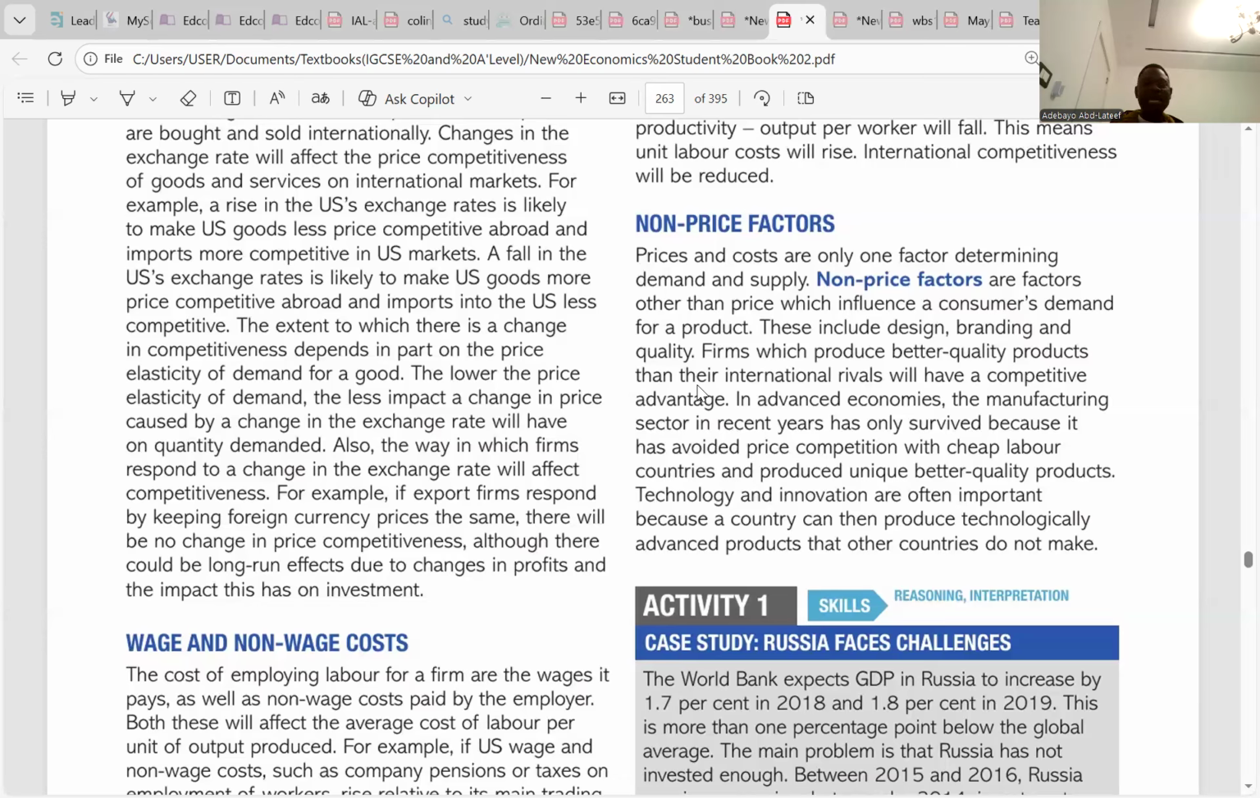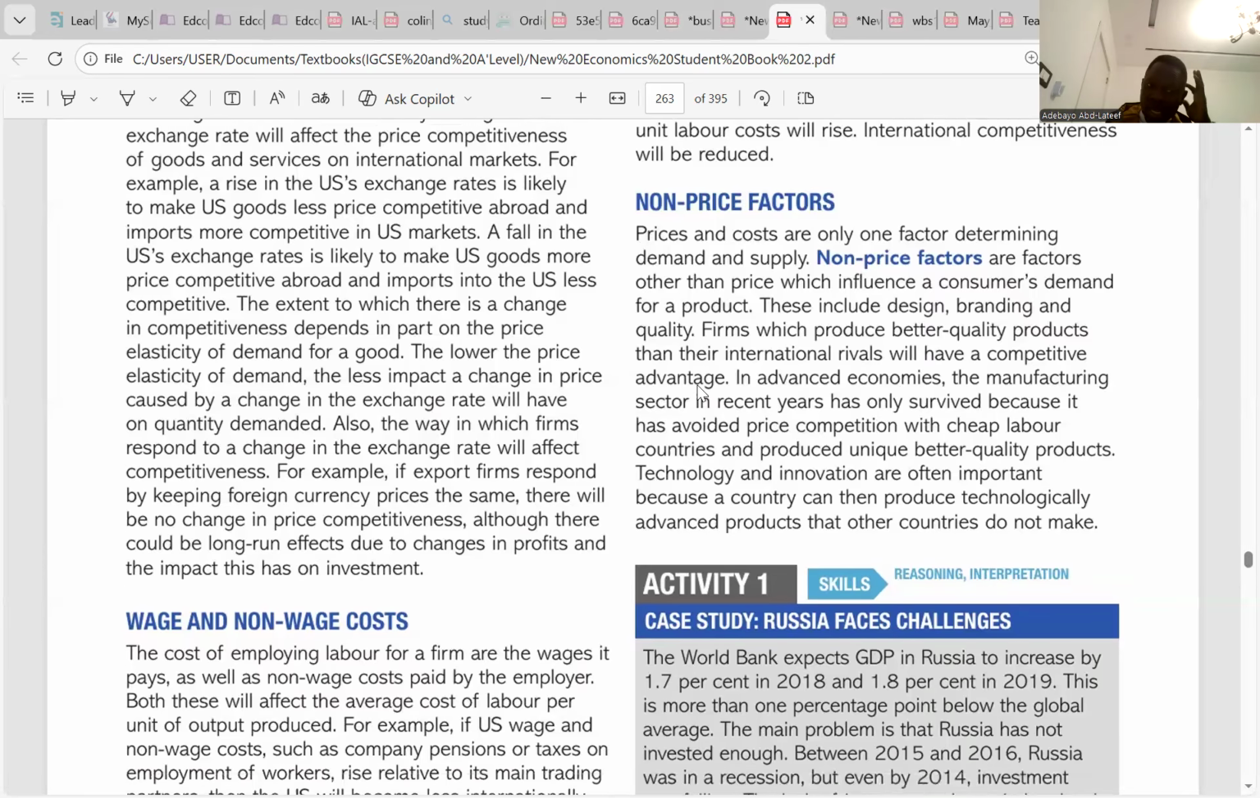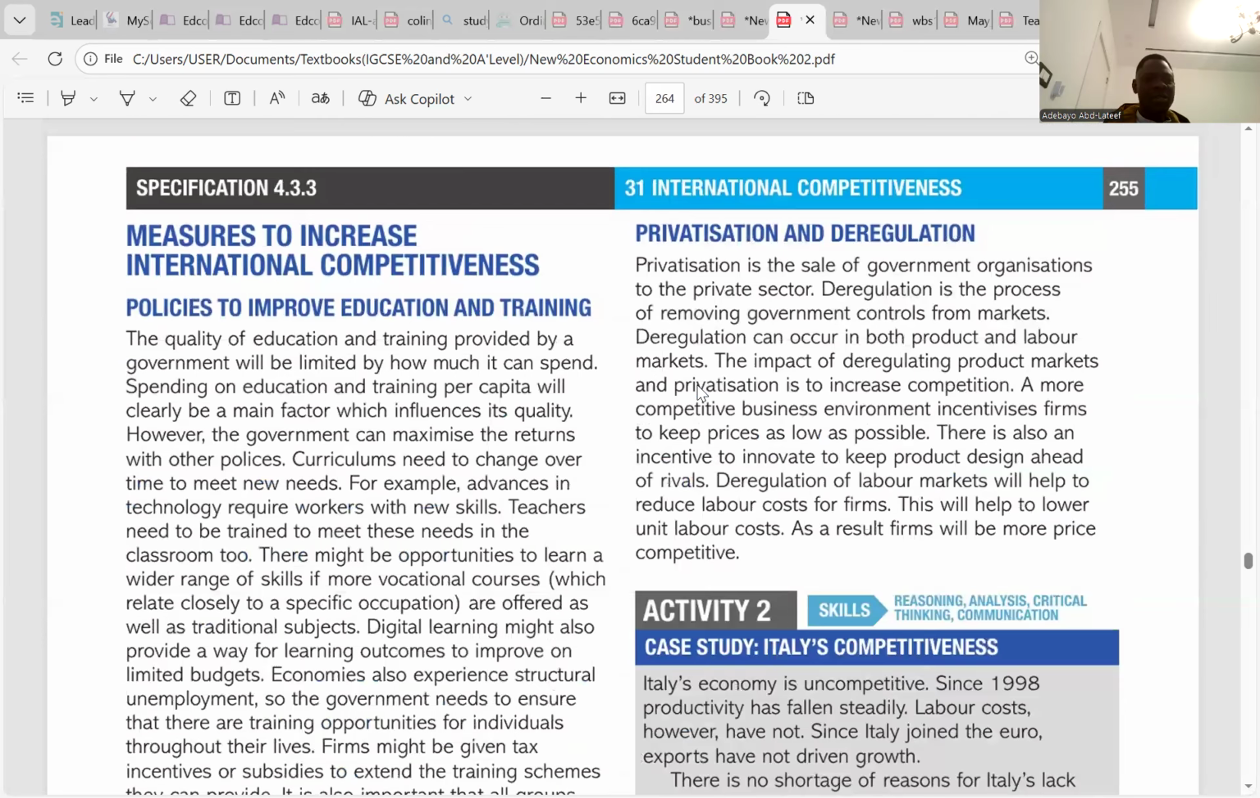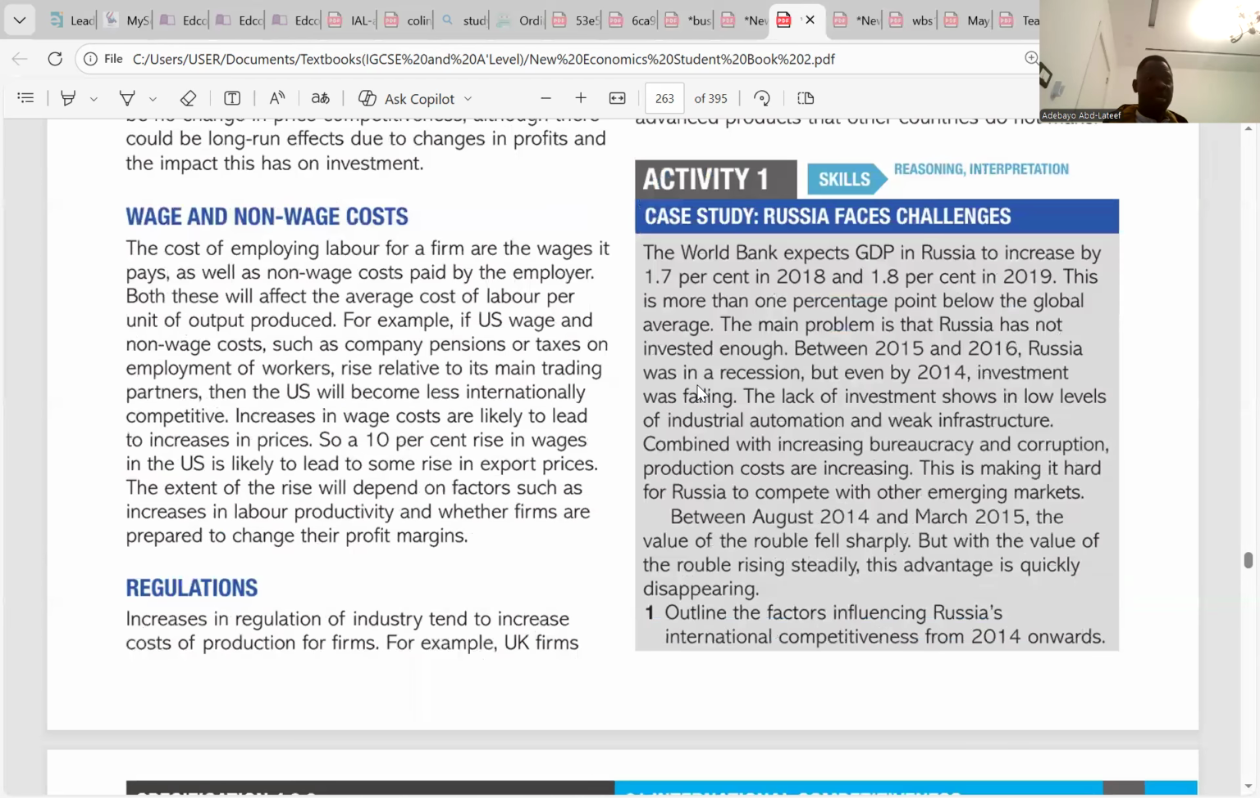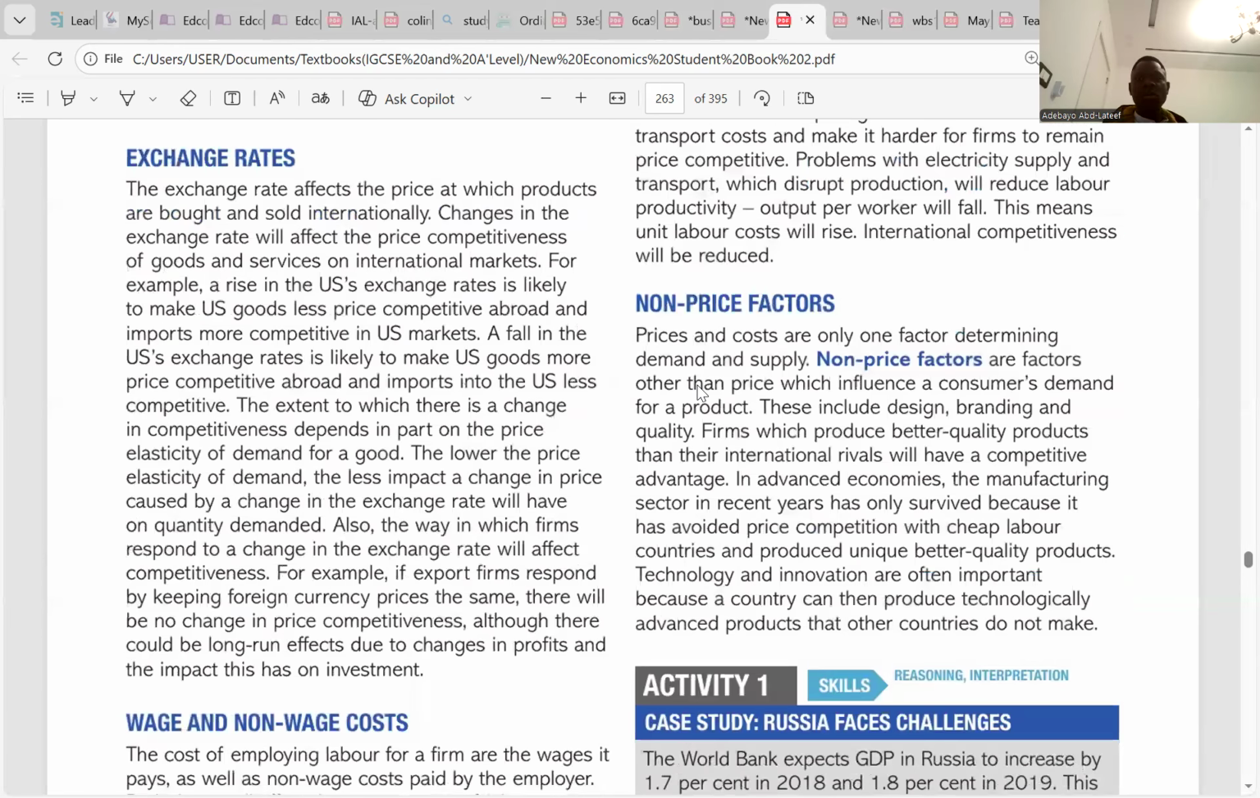Non-price factors like advancement in technology bring about innovation. This means an exporting firm will be able to produce goods better than those of its competitors. Non-price factors like branding, quality, design, or even advertisement are things that could make a country internationally competitive in the global market. So not only price. Any question about that? These are all the factors that could influence international competitiveness in the global market.